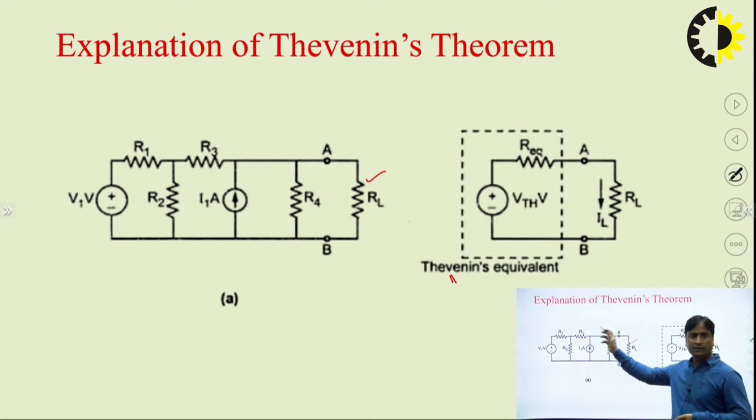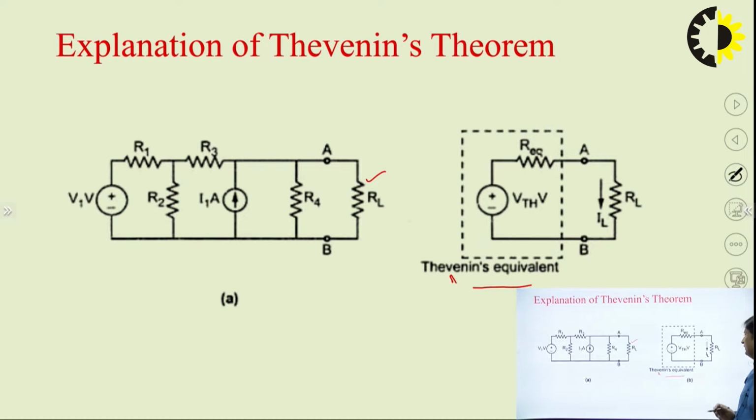Now this whole circuit can be replaced by a Thevenin equivalent circuit diagram, in which we have the voltage source and a series resistance, which is called the RTH, and the load resistance which is connected across the points A and B.